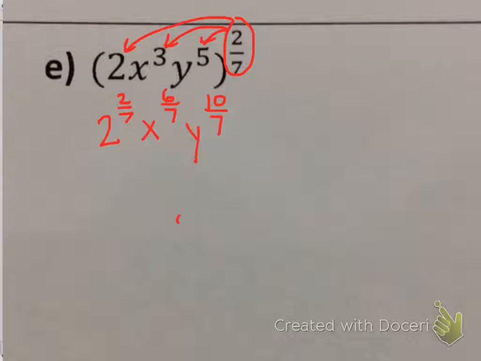I would simplify that if this comes out nicely, but if I put 2 to the 2/7 on my calculator, it gives me out a really nasty decimal number. So I'm going to be done right there for my solution. That was the end of our note-taking guide for Math 2 on working with fractional exponents.